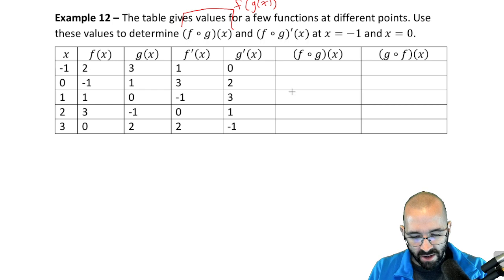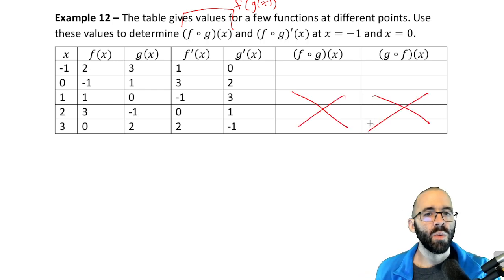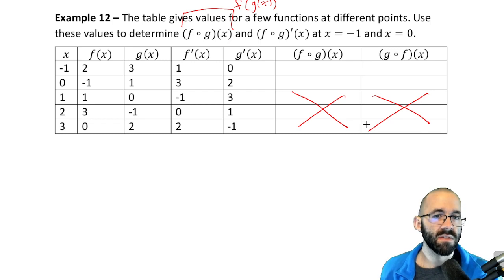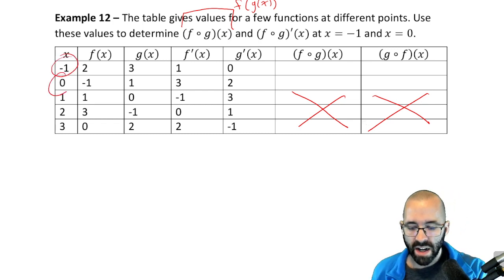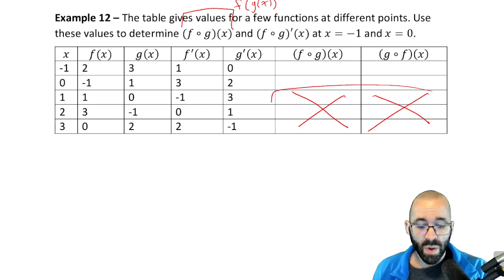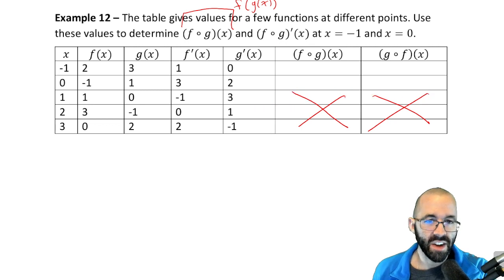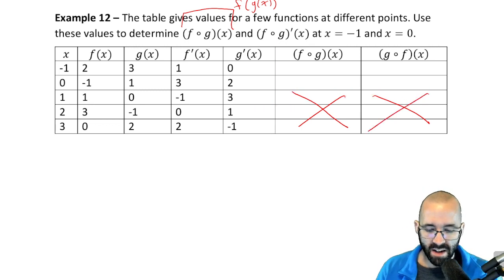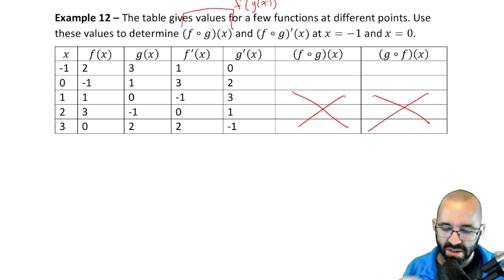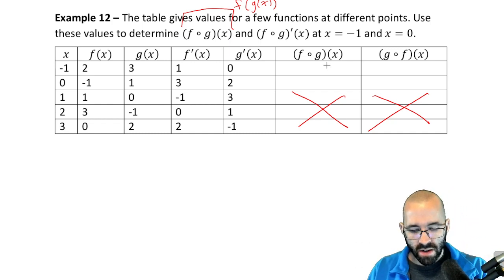So we don't care about anything in these spaces, right? We only want the function composition when x is -1 and when x is 0. And in fact, my guess is we can't even find these other ones, but I don't actually know. I haven't looked that far ahead, but I don't think we'd be able to find them at all. So what is f of g at -1? What goes here?